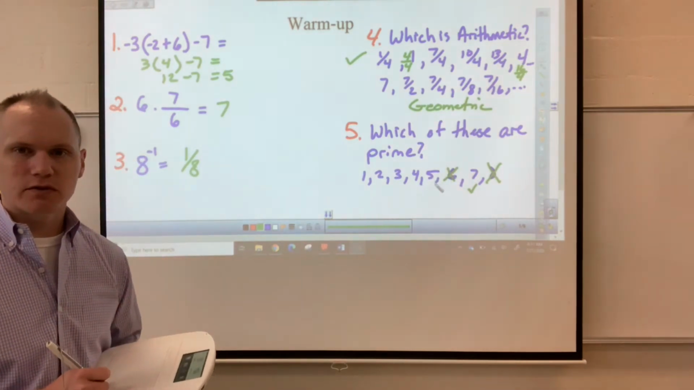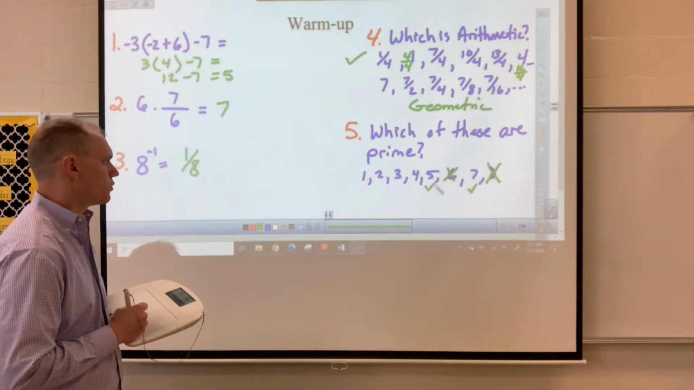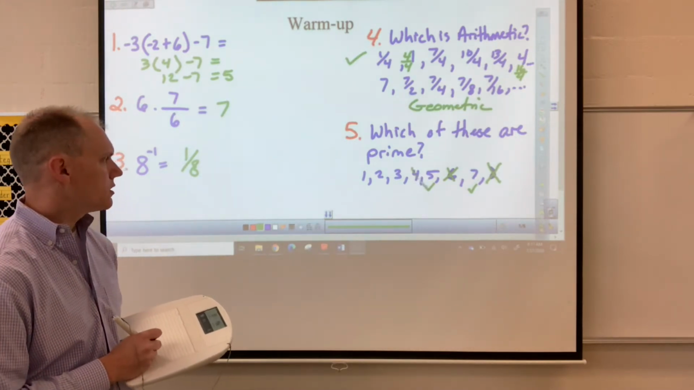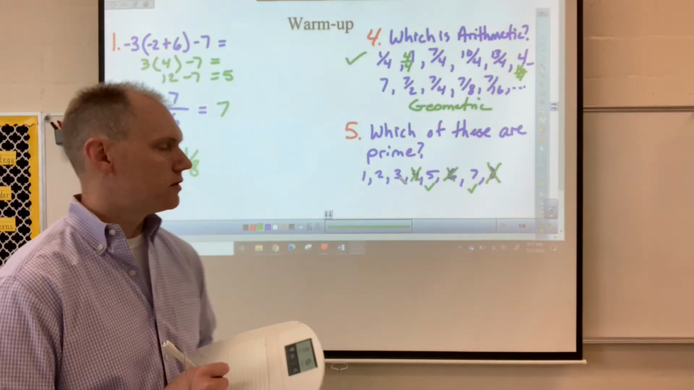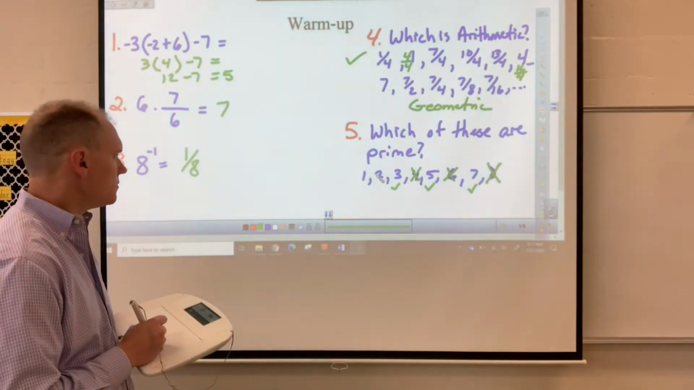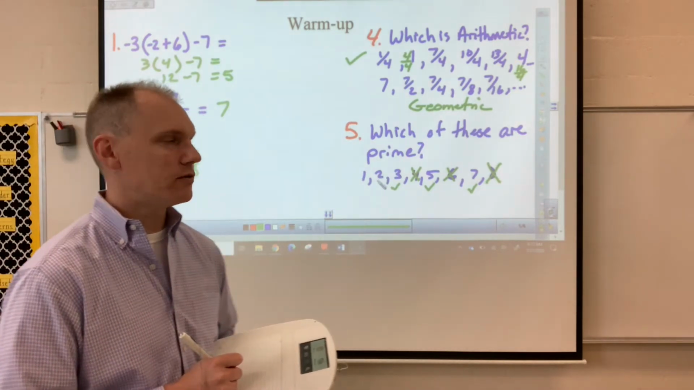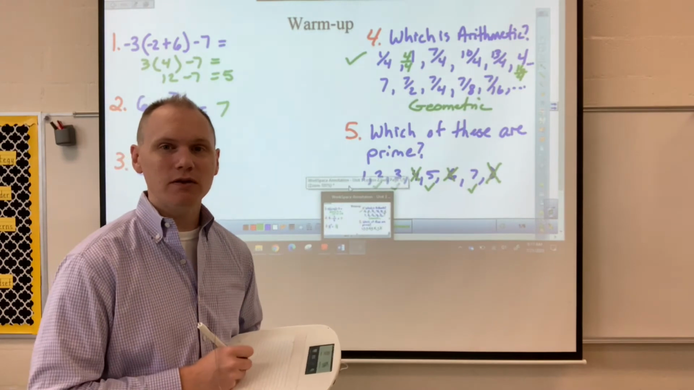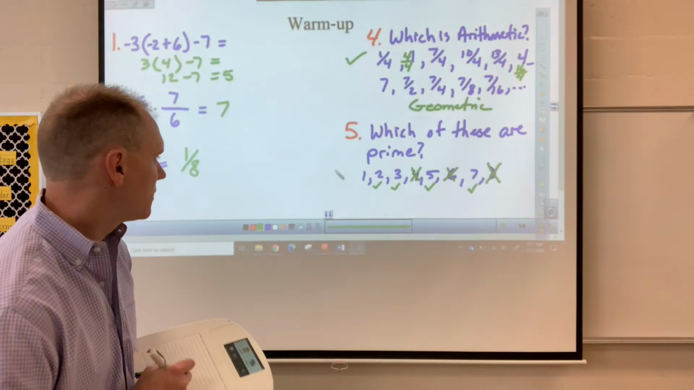Is 5 divisible by two different numbers, 1 and itself? Yes, just 1 and 5. Is 4 divisible by two different numbers, 1 and itself? No, because it's also divisible by 2. Is 3 divisible by two different numbers, 1 and itself? Yes, just 3 and 1. Is 2 divisible by two different numbers, 1 and itself? Yes. So 2 is the only even number that is also prime. So good trivia question there.